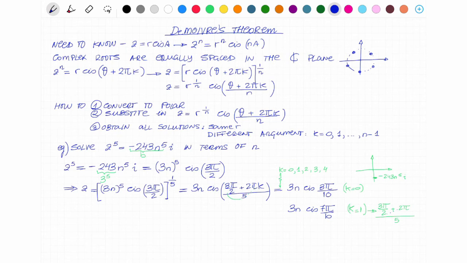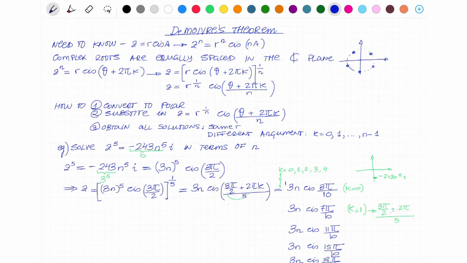Now if we do the same with k equals 2, 3n doesn't change, and then it would be the cis of 3 pi plus 2 times 2 pi, which could be 11 pi tenths. If we do the same with k equals 3, then we would have the cis of 15 pi tenths. And I'm sort of going to run out of space. If we do the last one, I'm going to put it here. That could be 3n cis of 19 pi over 10.